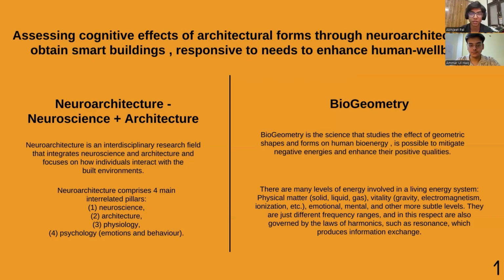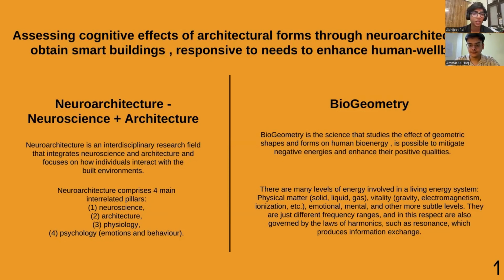The concept of biogeometry. As we all know, geometry is fundamental to architecture. Biogeometry is the science that studies the effect of geometric shapes and forms on human bioenergy. It is possible to mitigate negative energies and enhance their positive qualities. There are many levels of energy involved in a living energy system, for example, physical matter, vitality, emotional, mental, and other more subtle levels. They are just different frequency ranges, and in this respect are also governed by laws of harmonics, such as resonance, which produces information exchange.